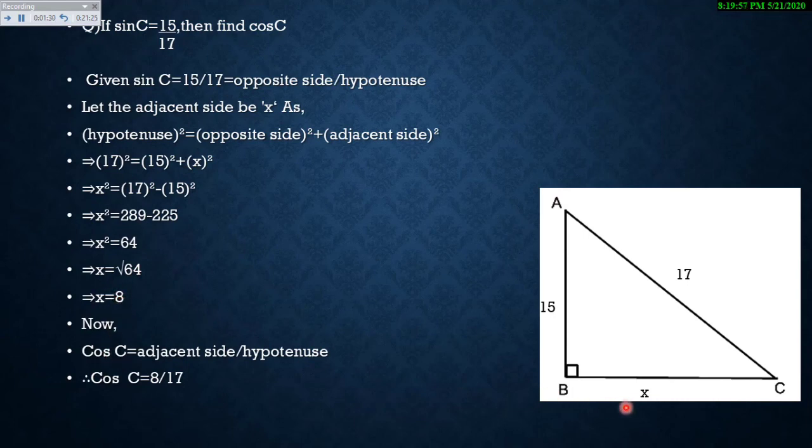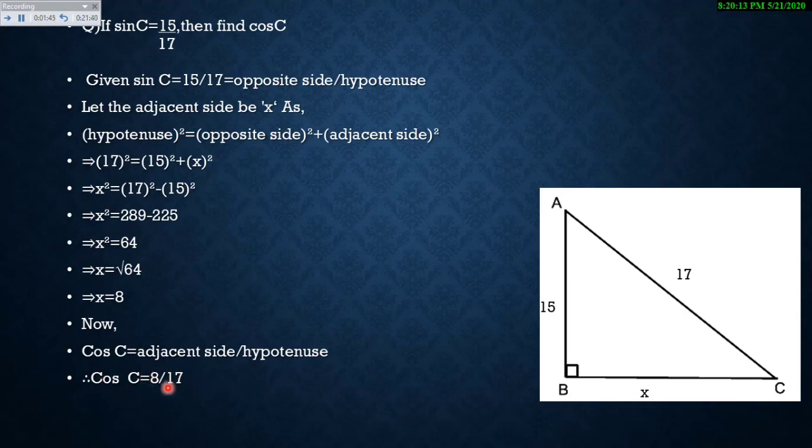Now adjacent side, we got this value of x as 8. So what is cos C? Adjacent side by hypotenuse. So we have value of adjacent as 8 and hypotenuse as 17. So we got the value of cos C as 8 by 17.